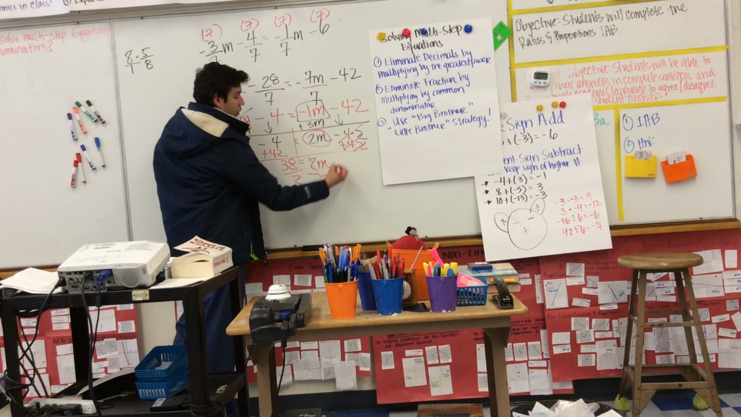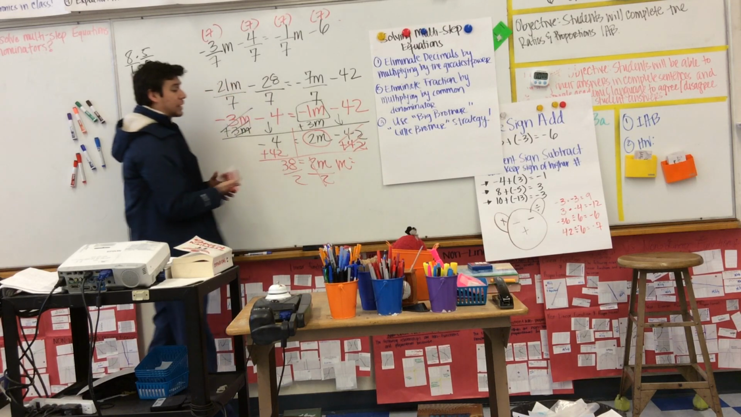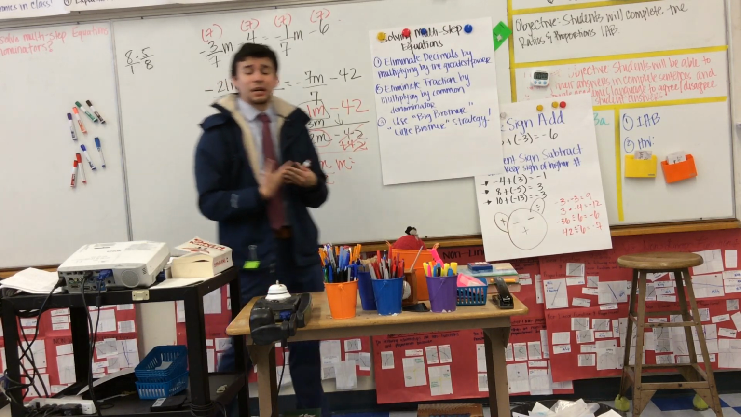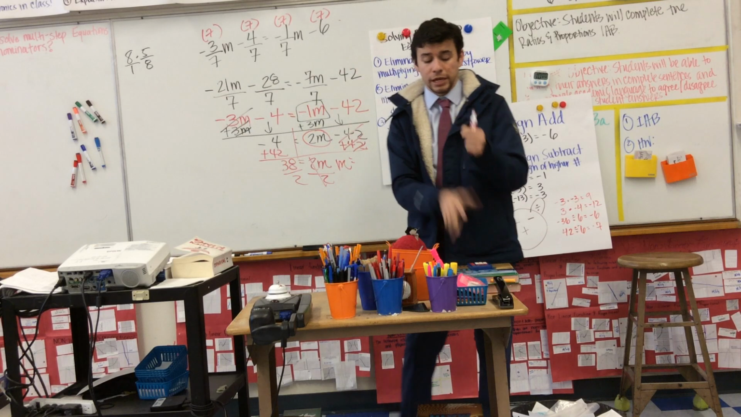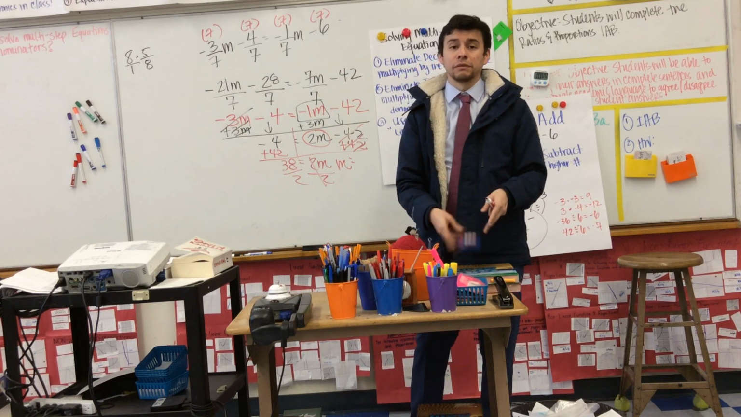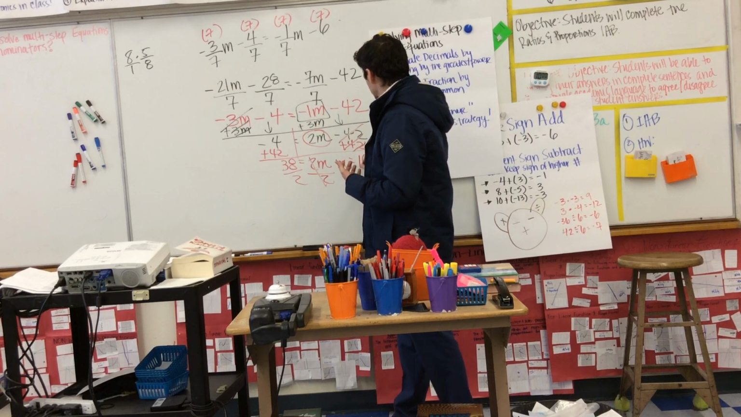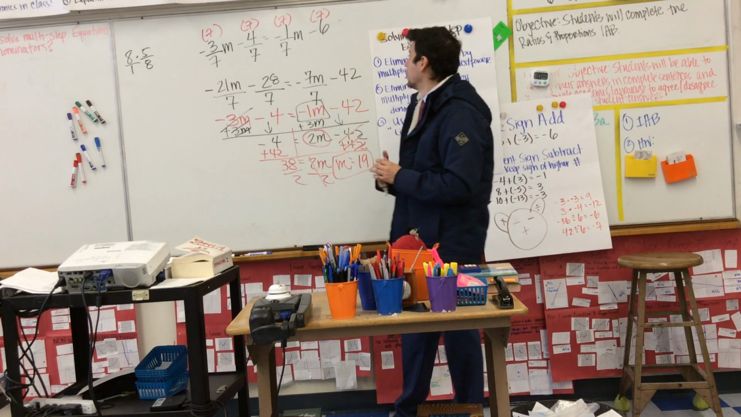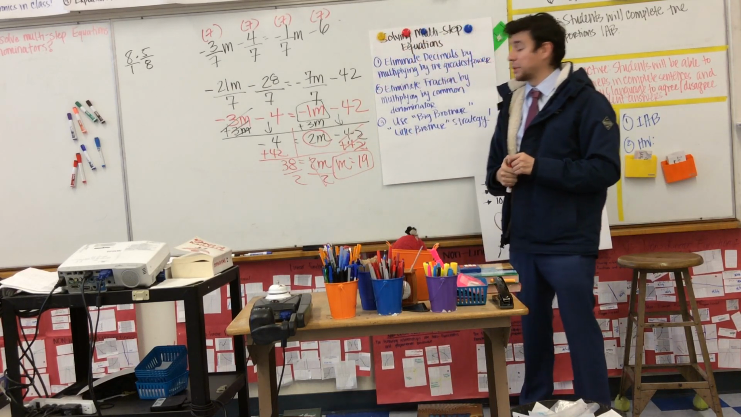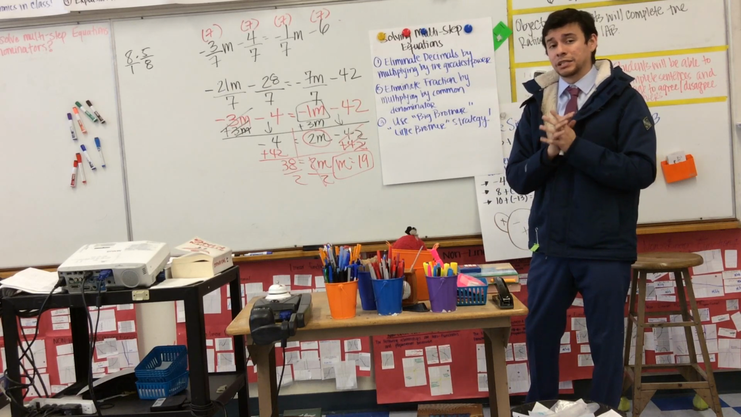Divide by 2. You guys could use a calculator, but don't get so dependent on that calculator. I saw today a lot of you guys in class just got the calculator and were trying to do everything. Try not using the calculator. m is equal to 19. And that's how you solve a multi-step equation with fractions with like denominators.